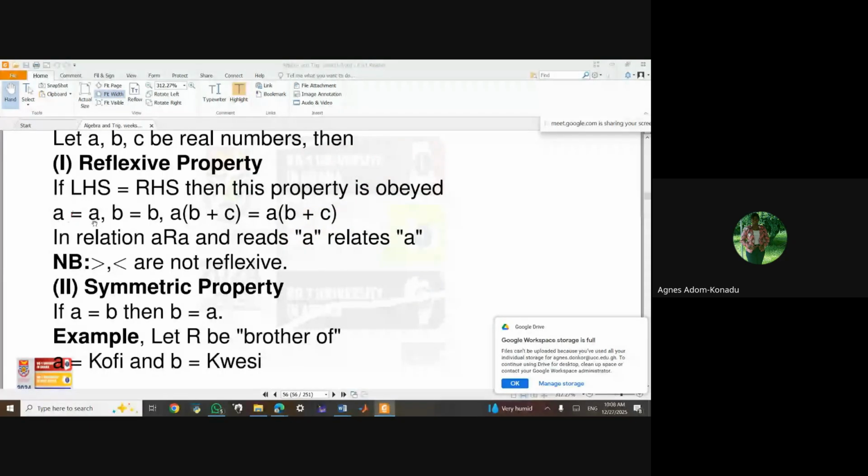Okay, so if A is equal to A and B is equal to B, that is the reflexive property. So I have A into bracket B plus C is equal to A into bracket B plus C. This is the reflexive property. In other words, we have what we call a relation. In a relation, we can have A R A, and we read it as A relates to A. So when you talk about the reflexive property, we cannot talk about greater than or less than. Greater than and less than are not reflexive. We are talking about equal to.